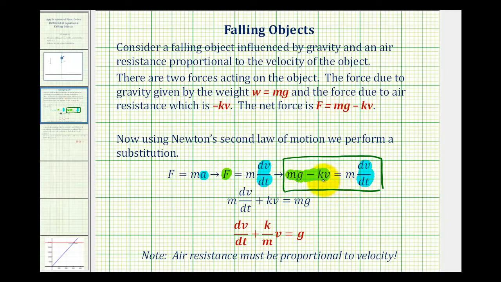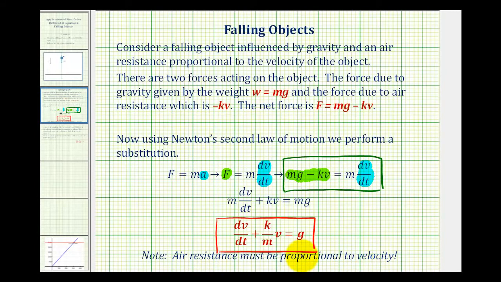So the next step, we're going to add kv to both sides of the equation, which would give us this equation here. And because this is a linear first-order differential equation, we want to write this in standard form, so we'll divide both sides of the equation by m. Notice how this first term would be dv/dt. The second term would be k divided by m times v. And then on the right side, the m's would simplify to 1, leaving us with g. So the differential equation that we're going to use to solve our problem is dv/dt plus k/m times v equals g. It's important to recognize this only works when air resistance is proportional to the velocity.